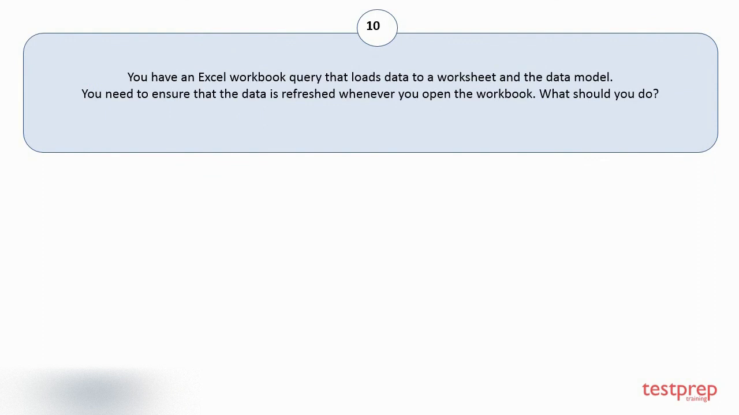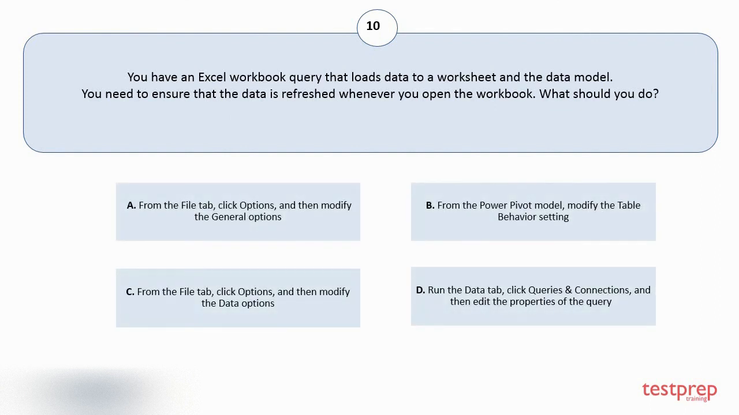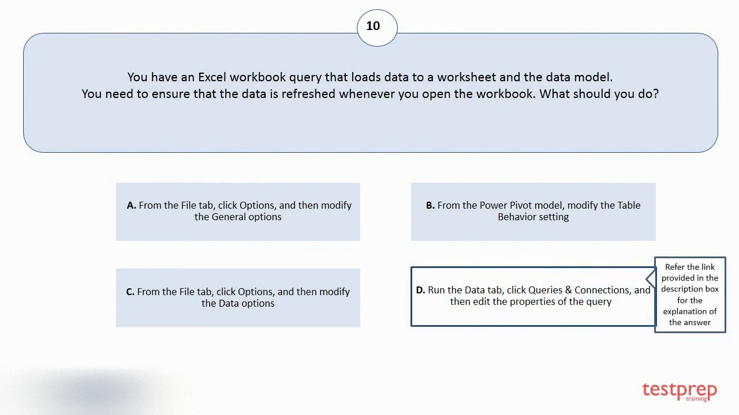Question number 10. You have an Excel workbook query that loads data to a worksheet and the data model. You need to ensure that the data is refreshed whenever you open the workbook. What should you do? Your options are: A. From the File tab, click Options, and then modify the general options. B. From the Power Pivot model, modify the table behavior setting. C. From the File tab, click Options, and then modify the data options. D. From the Data tab, click Queries and Connections, and then edit the properties of the query. The correct answer is option D.